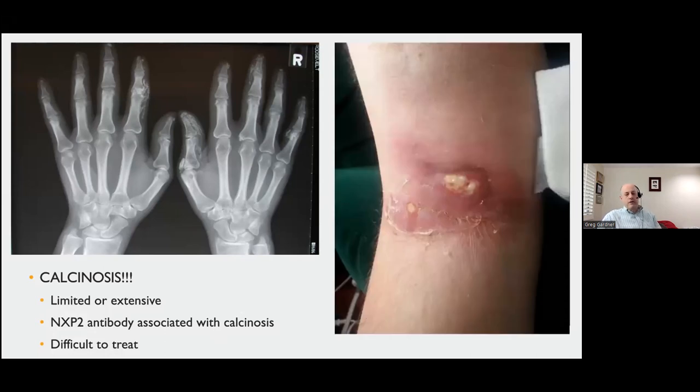This is one of my patients who had dermatomyositis and had these collections of liquid calcium in various areas. Occasionally it would break through and drain. It was one of the most painful things I've ever seen a patient deal with.